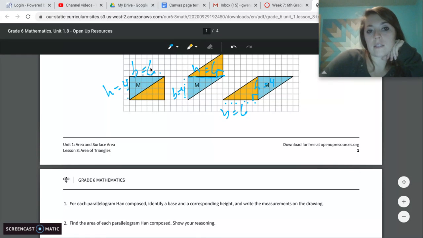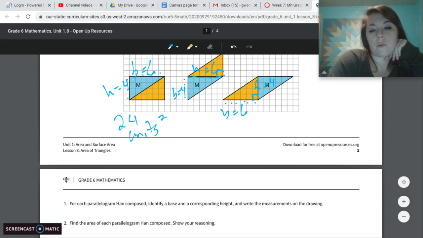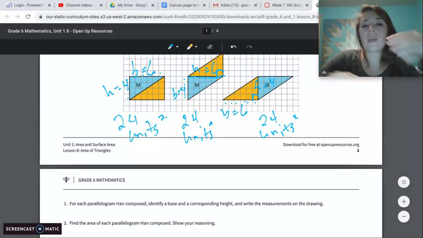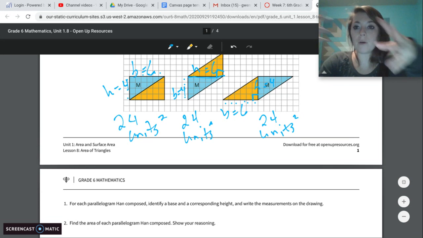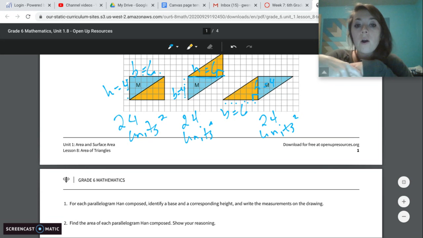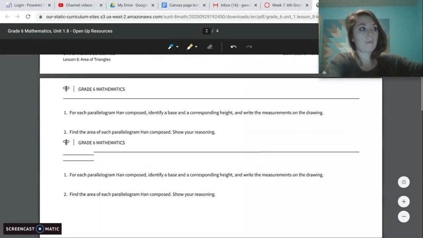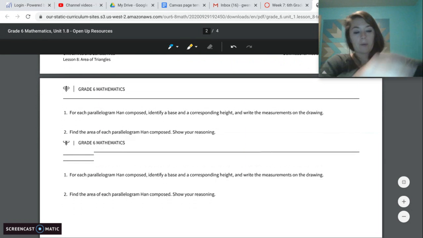Well, 4 times 6 is 24 units squared. 4 times 6 is 24 units squared, and 6 times 4 is 24 units squared. So being as we use the same triangle to compose all of these, they're all going to have the same areas. So they're all going to be that 24 units squared. And remember, we include the squared.